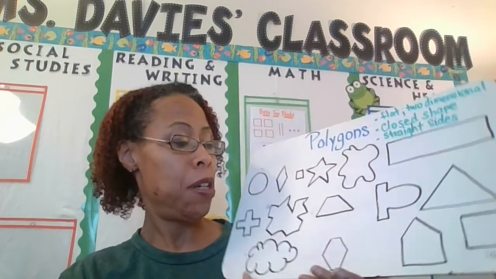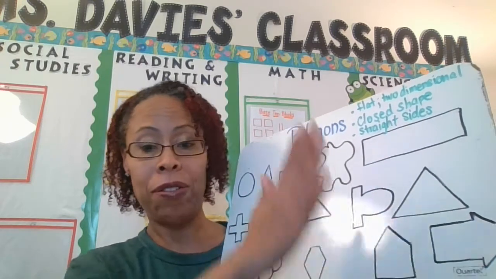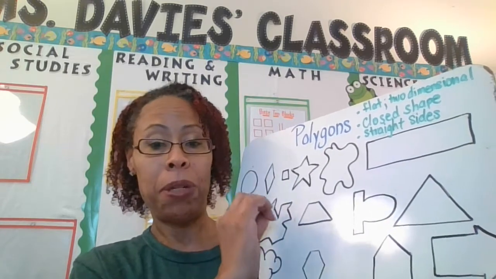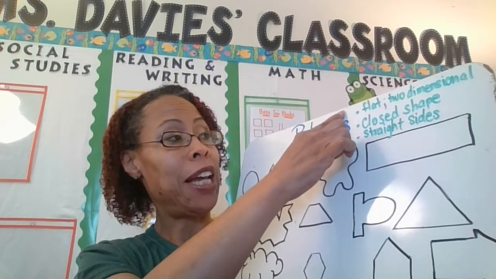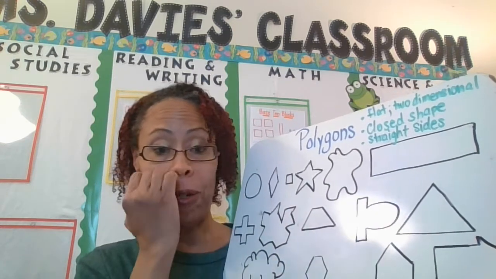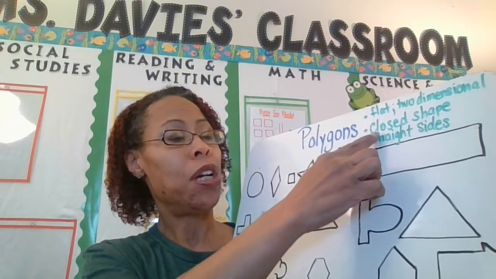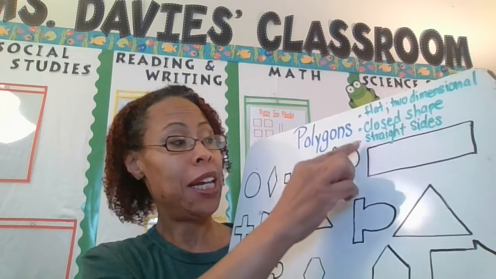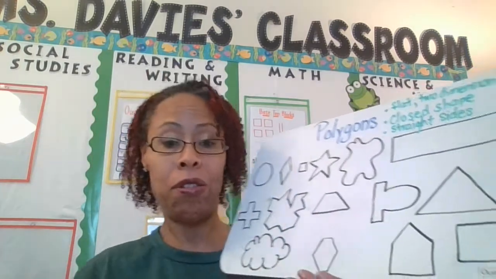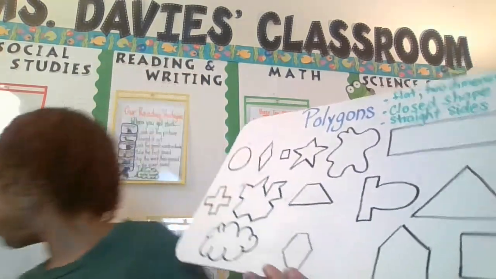All right, so we look at the word polygons. All of these are not polygons, but there are some polygons included. In order for it to be a polygon, it needs to be a flat, two-dimensional, meaning it's flat, two-dimensional, closed shape, and it has to have straight sides. Okay, so those are the criteria that we're going to focus on as we go through.